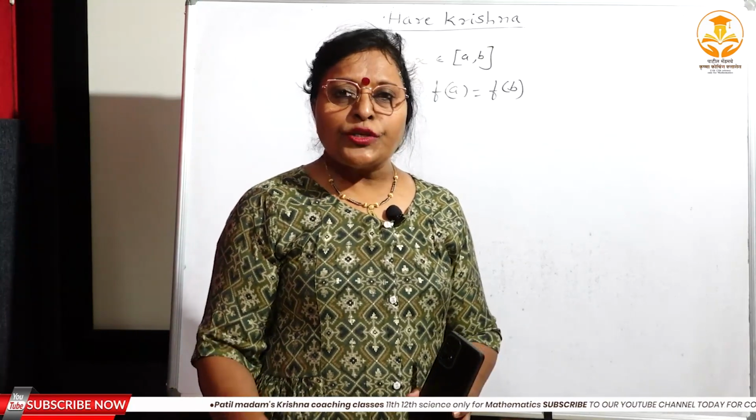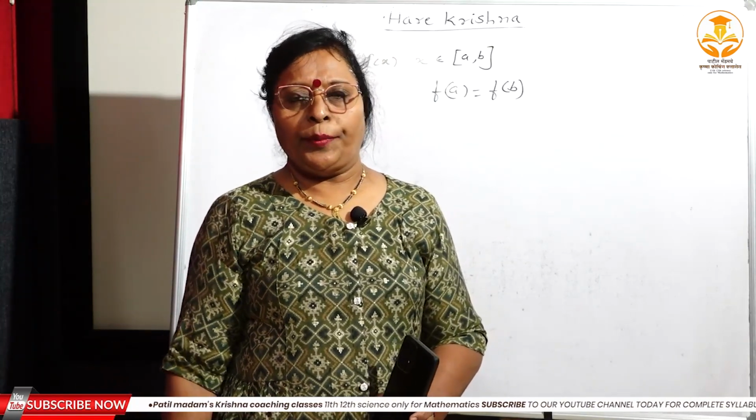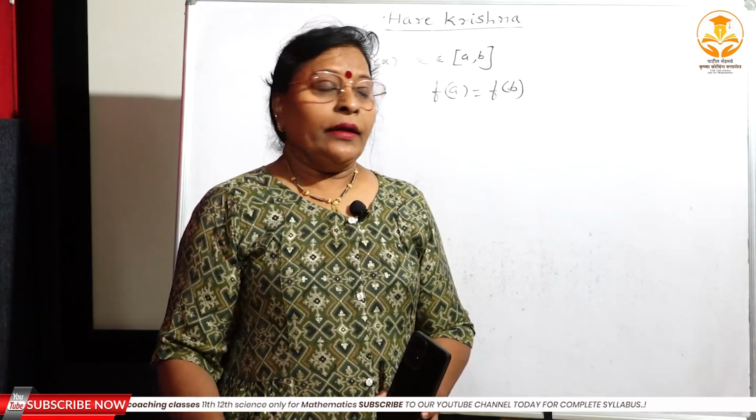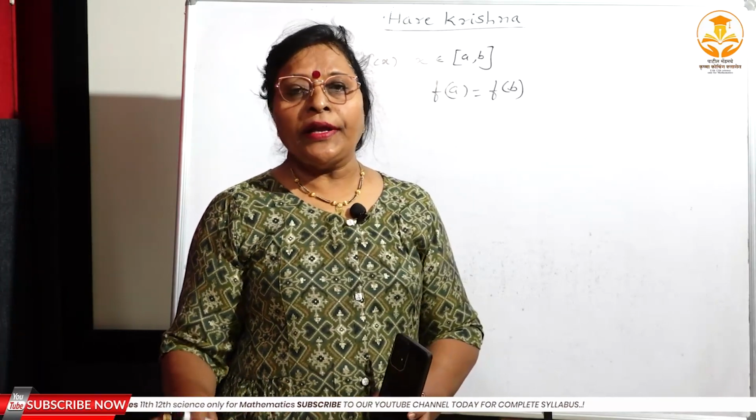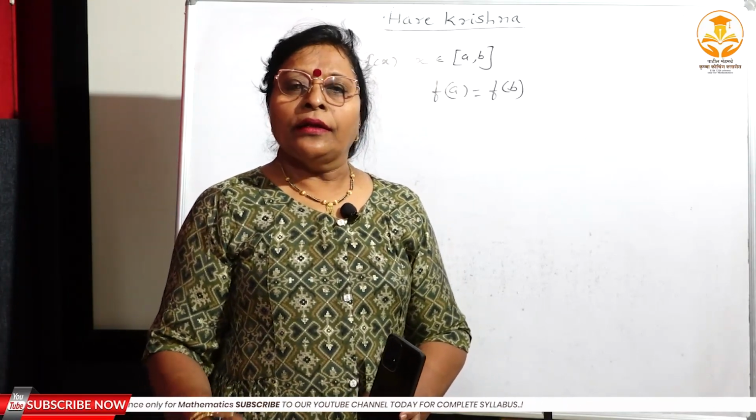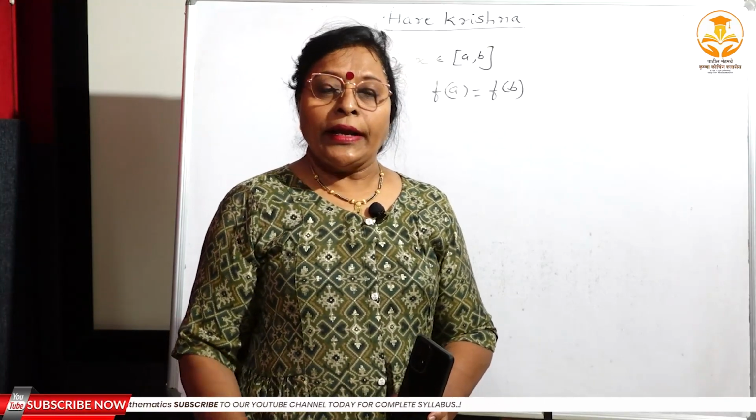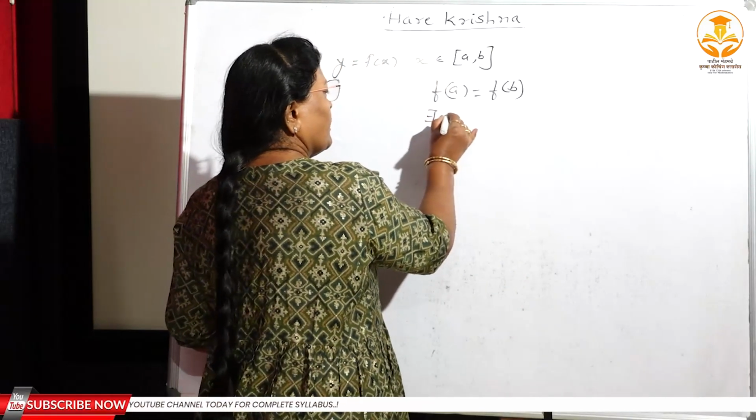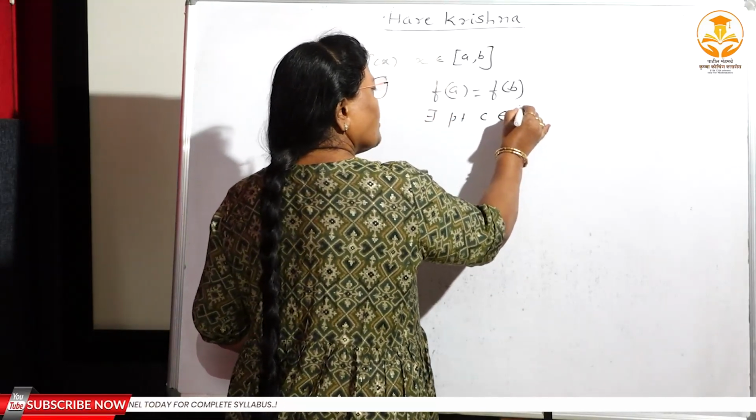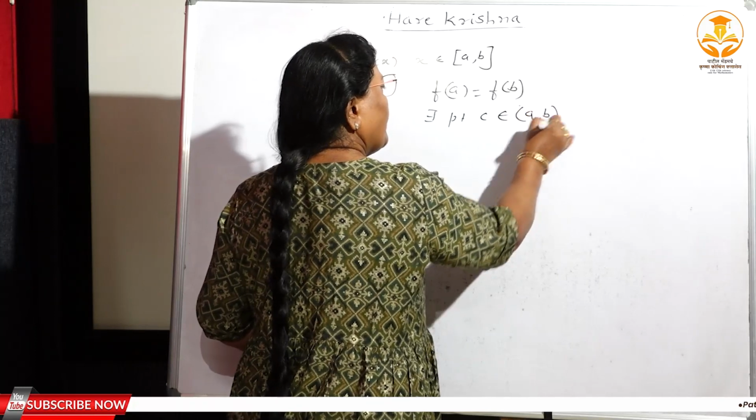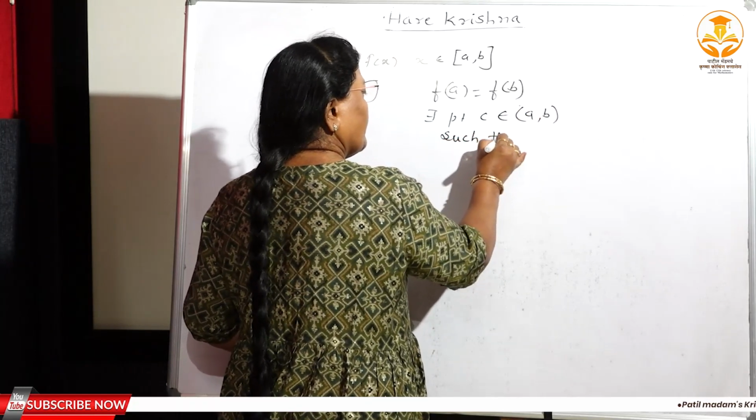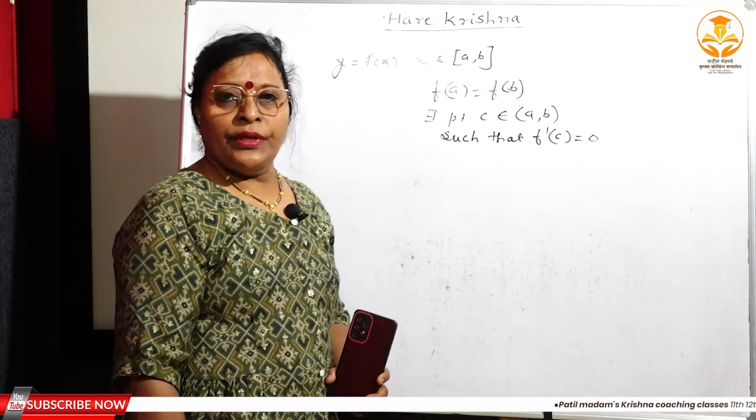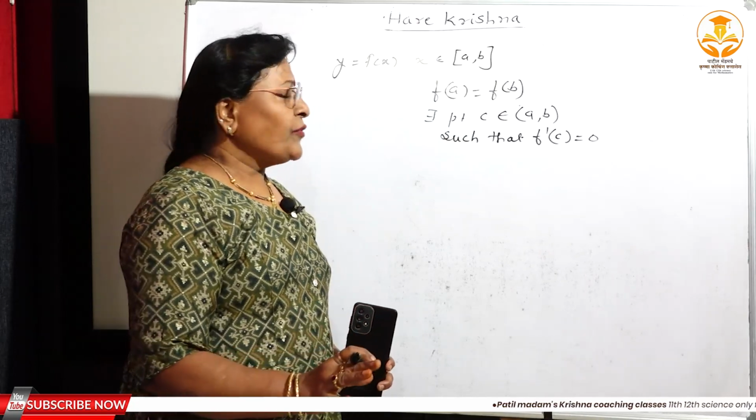These are the three conditions. Our function must be continuous in a closed interval [a, b]. It must be differentiable in an open interval (a, b). And the third condition is that if f of a is equal to f of b, then and only then the condition of Rolle's theorem gets satisfied. And once the condition of Rolle's theorem gets satisfied, then there exists a point c belonging to the open interval (a, b) such that f dash c is equal to 0, right? This is about the condition of Rolle's theorem.